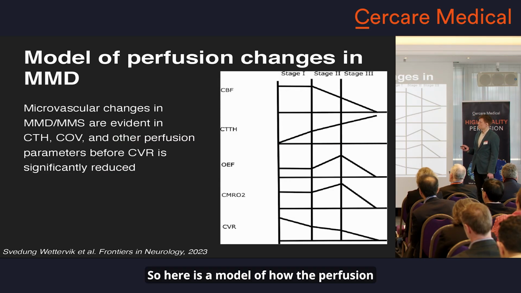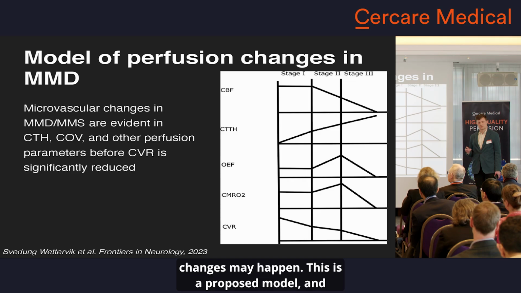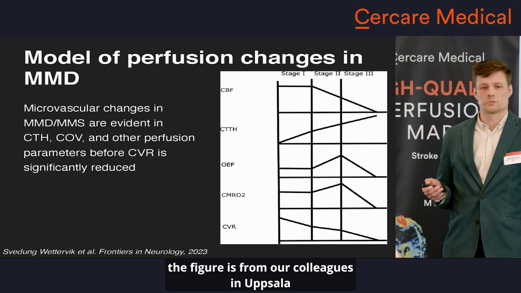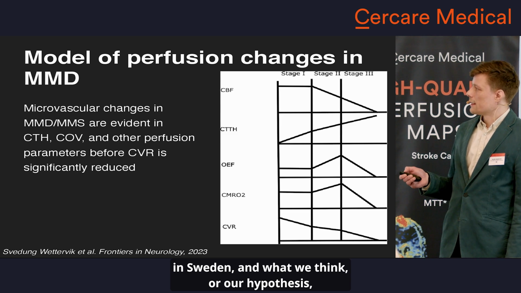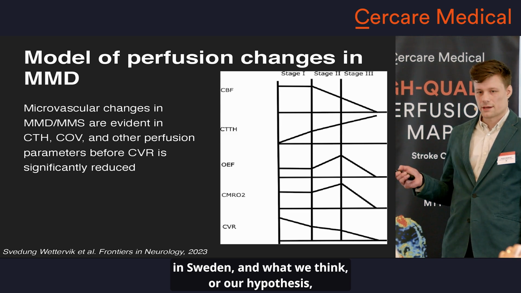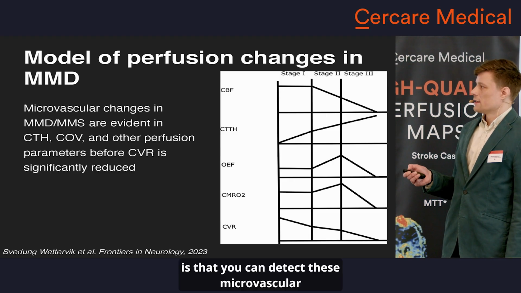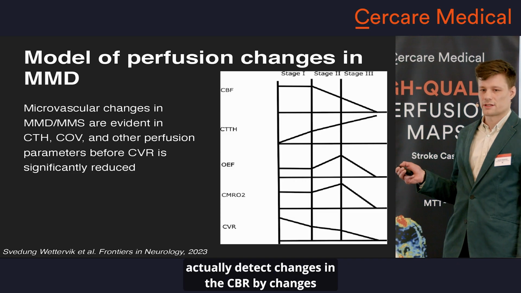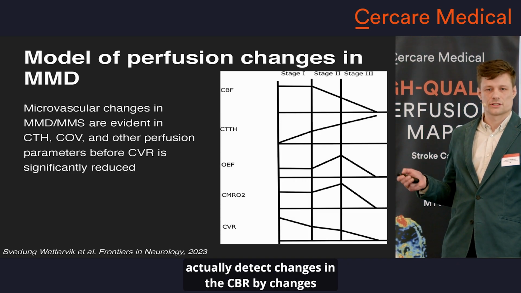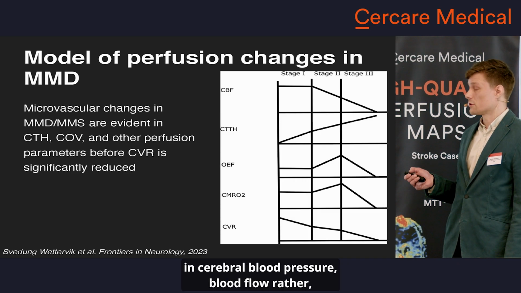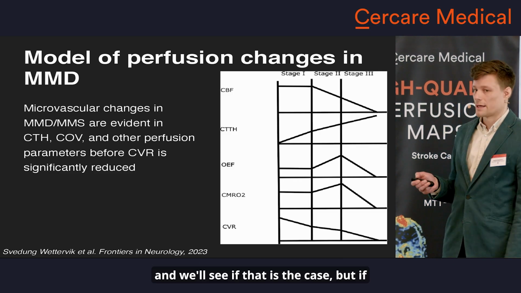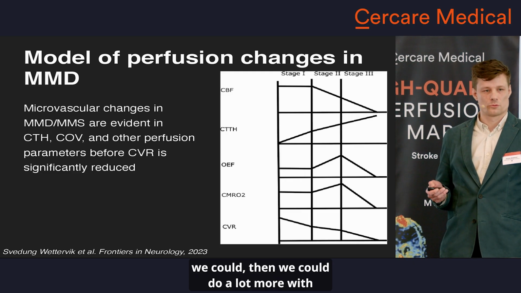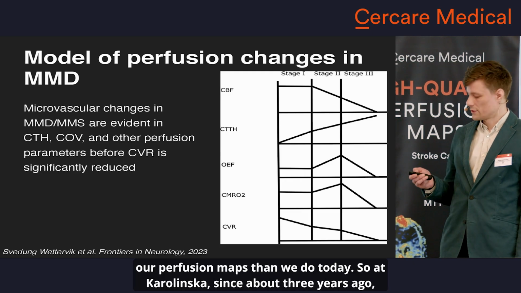So here is a model of how the perfusion changes may happen. This is a proposed model, and the figure is from our colleagues in Uppsala in Sweden. And what we think, our hypothesis, is that you can detect these microvascular changes and their progression before you can actually detect changes in the CVR by changes in cerebral blood flow. We'll see if that is the case, but if we could, then we could do a lot more with our perfusion maps than we do today.